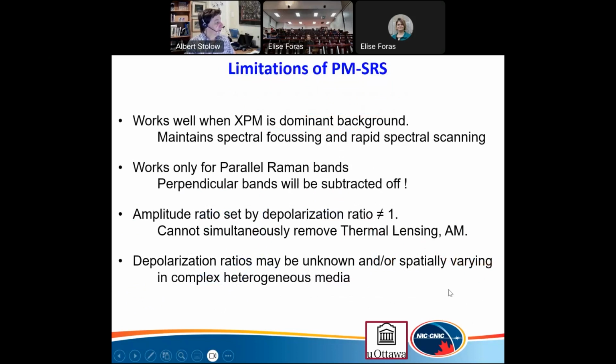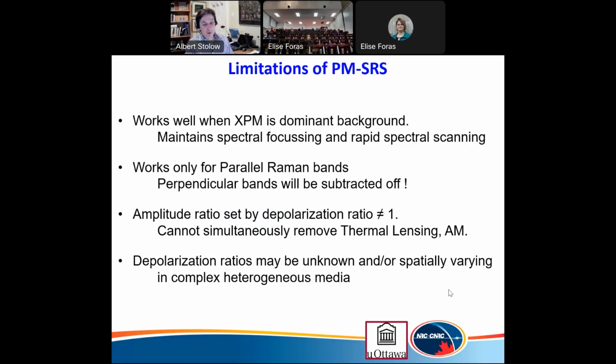but there are some limitations to the polarization modulation technique. It removes one type of background, the cross-phase modulation. It has all the advantages of spectral focusing and scanning and so on, but it only works for certain types of Raman bands that are so-called parallel. And so it works in some cases, but will be limited. There are other cases where it will not work.